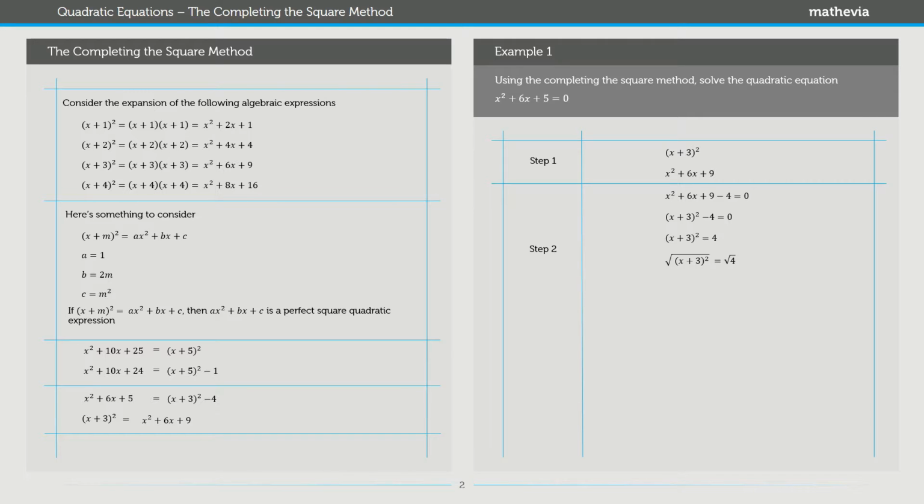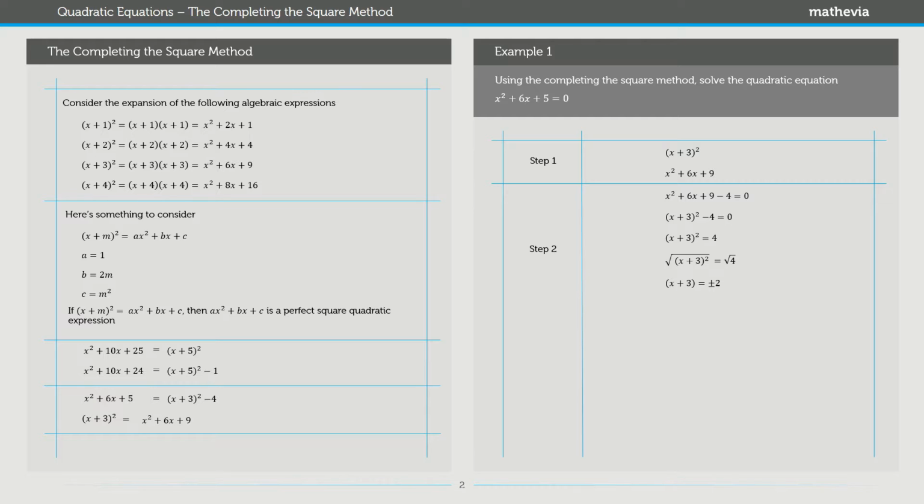What do we do next? We find the square root of both sides. So we have x plus 3 all squared equals 4. You find the square root of x plus 3 all squared, it will give you x plus 3. So you have the square root cancelling the square, and then the square root of 4. What is the square root of 4?